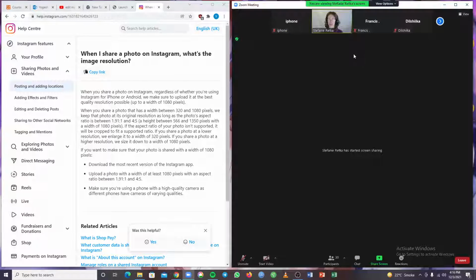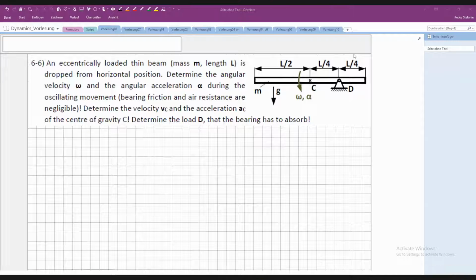It is exercise 6.6. Okay, so what do we have? We have an eccentrically loaded thin beam. Mass and length of the beam are given.